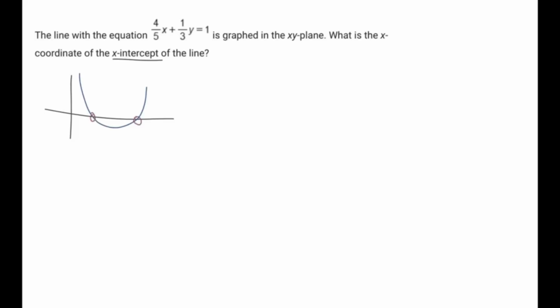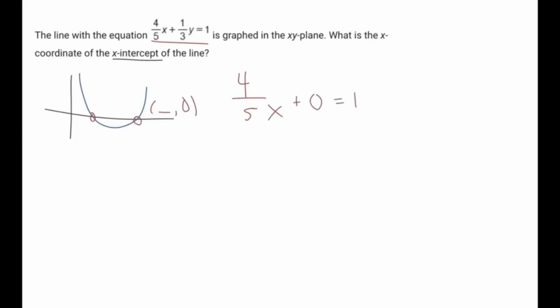The zeros. And so at these points, if you were to write out the coordinates, you would have 0 as your y value, right? Because whatever x value you have, it outputs a y value of 0. And so in our case, we know that the y value in this equation has to be 0 if we're trying to find the x-coordinate of the x-intercept. So then we have 4/5 x plus 1/3 times 0 is 0. So plus 0 equals 1.